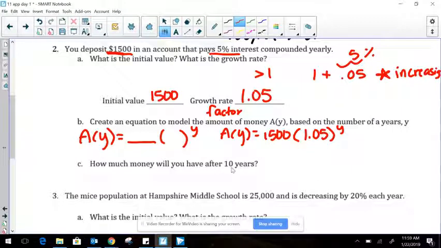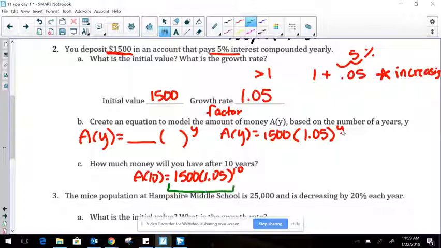Okay, now 10 years, I'm plugging in 10 for y. So this is just showing me I'm plugging in 10, but really I'm focusing on the right side of the equation, 1,500 times 1.05 to the 10th. Okay, so this part here is what I'm plugging into my calculator. All right, so what do you get? All right, you should get $2,443.34. Don't forget to label your answer.